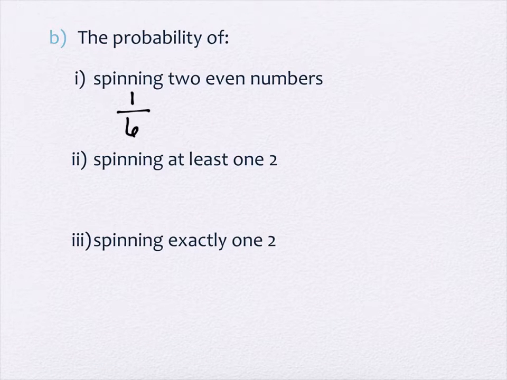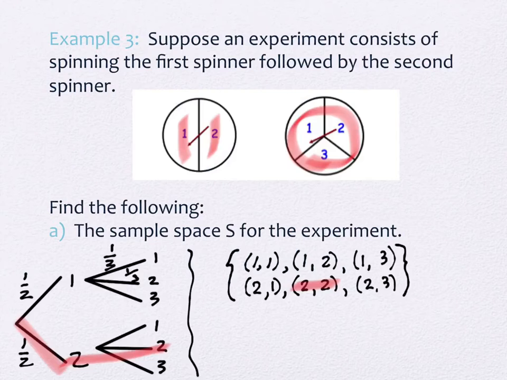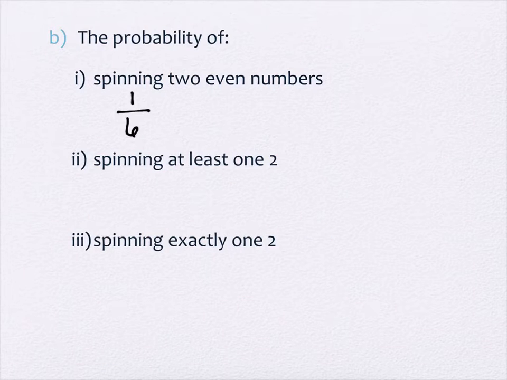Spinning at least one 2. What does at least mean? One of them has to be 2, but they could both be, right? So at least 1 means one 2, or more. So it's all of those. Yeah, we got 4 of them. So on double I, we have 4 out of 6. 4 out of 6 would reduce to 2/3.